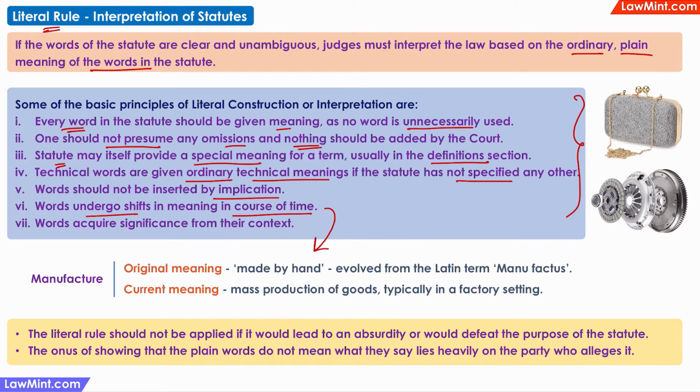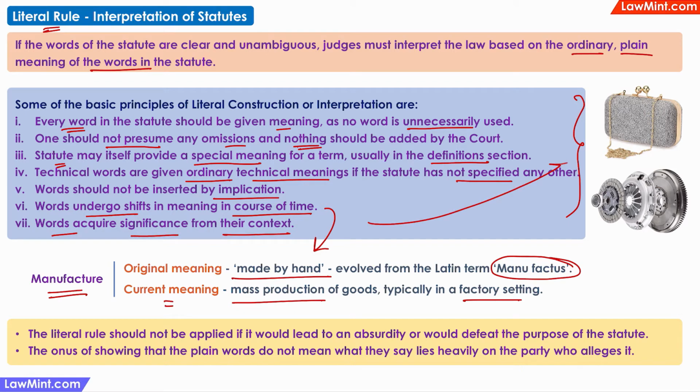For example, before the Industrial Revolution, the word manufacture meant made by hand, and it evolved from the Latin term manufactus. And now, manufacture means mass production, usually in a factory. So, while interpreting a statute which has this word manufacture, the date when the statute was written should be taken into consideration. And words acquire significance from their context.